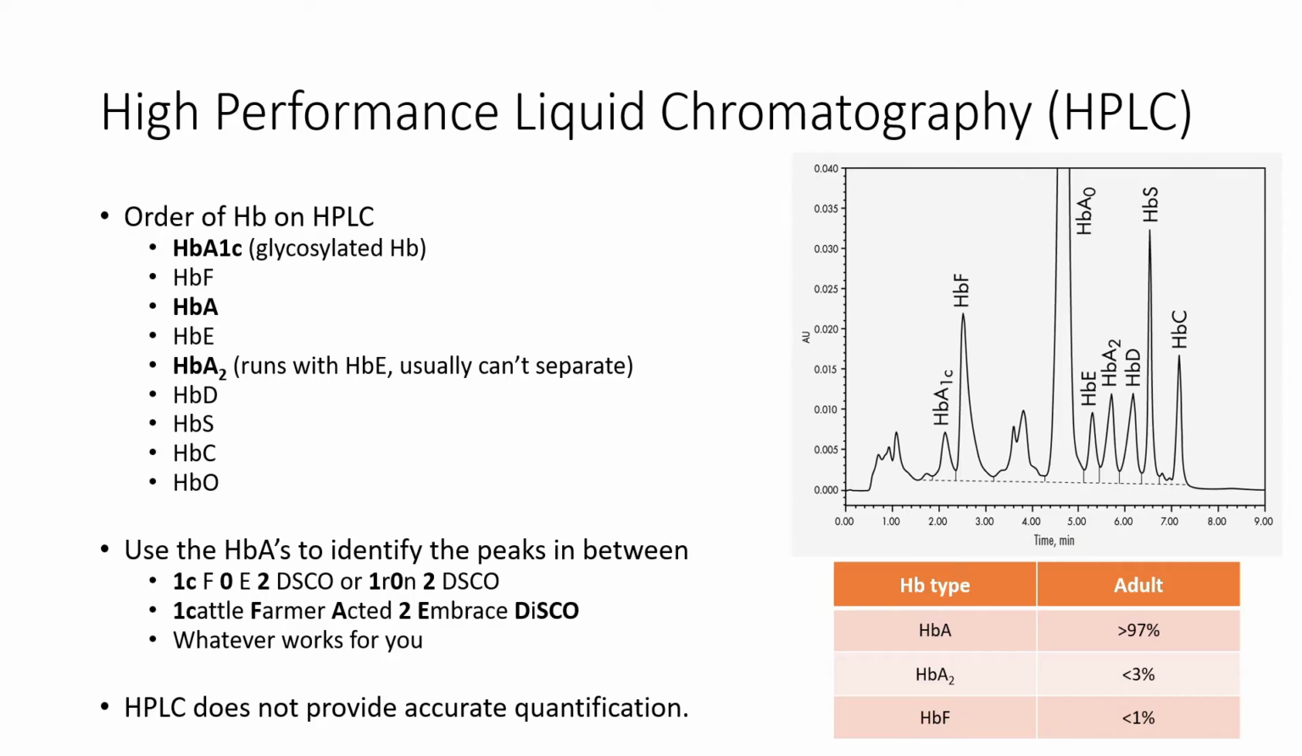And in most HPLC systems, hemoglobin Lepore will also elute with A2 and should be suspected if the A2 peak is wider than usual or if it shows a double peak. Some exam questions may give you a percentage of this peak, and if it is close to 15%, they're probably pushing you to pick hemoglobin Lepore. Lastly, HPLC does not provide accurate quantification.